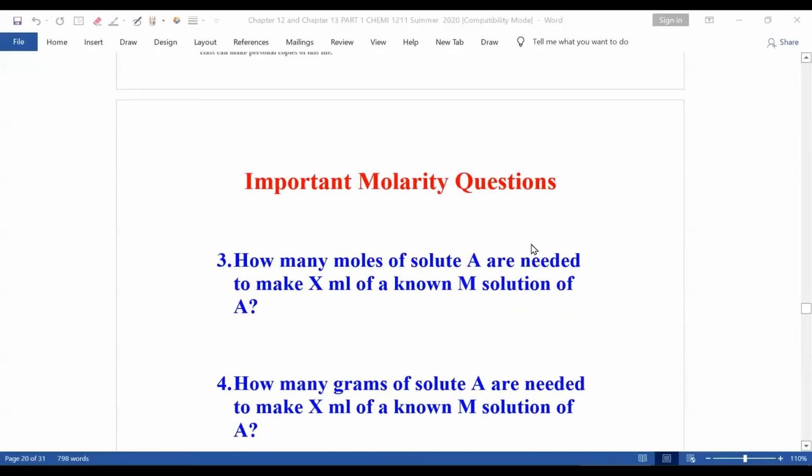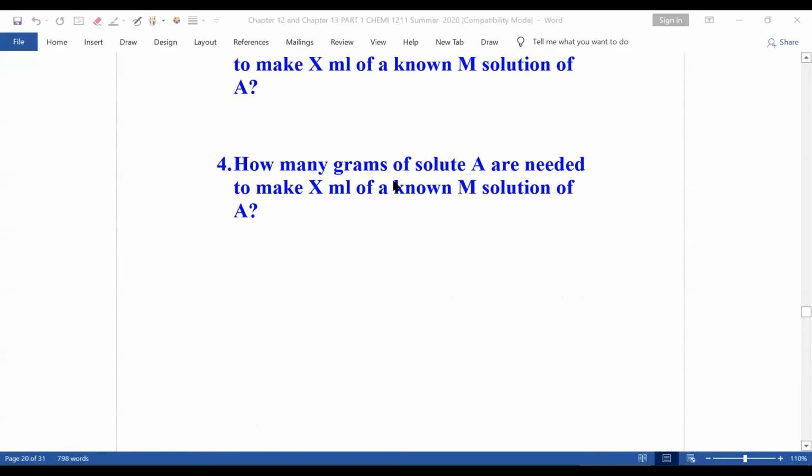All right. Now, what does that really mean? In real life, the most important question is how many grams of a solute are needed to make X milliliters of a known molar solution. That's one of the most important things in all of chemistry to know how to do. So let's do that.